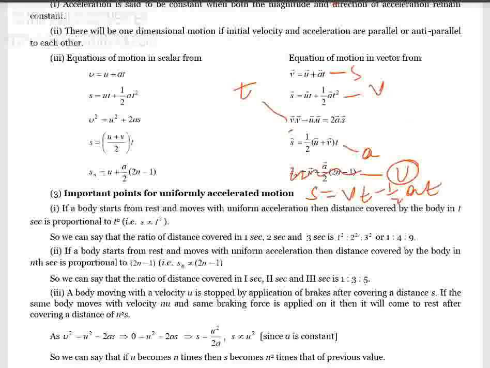Therefore, here s is missed, v is missed, t is missed, a is missed, and here u is missed. When you use these equations to calculate some problems, you must select 3 givens and 1 required. Therefore, there are 4. Among these 5, 1 is missed.